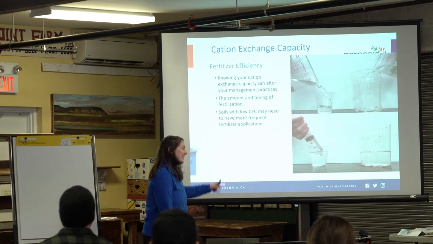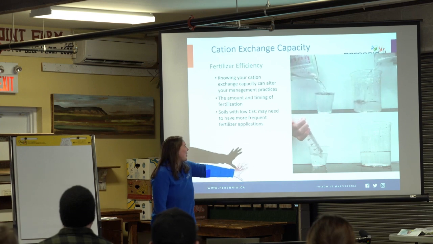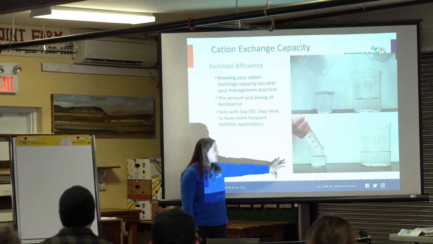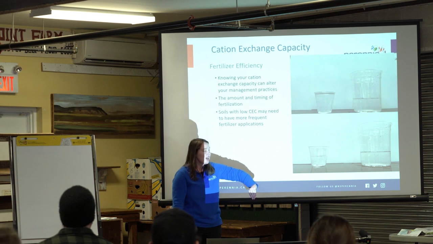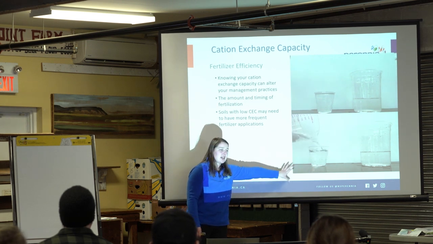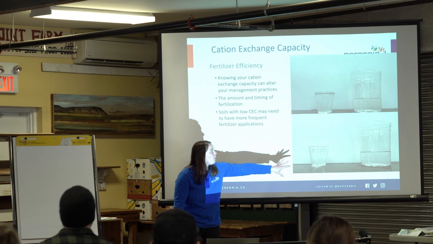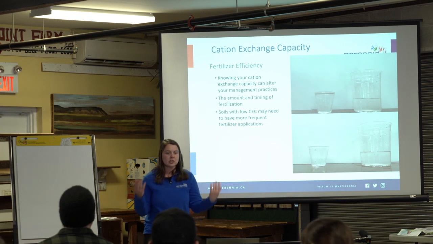But basically, this is representing your plant now taking up some of these nutrients, and then you can replenish it. This would represent a sandier, low organic matter soil, where the other one would have a higher capacity. So that's just something to consider.